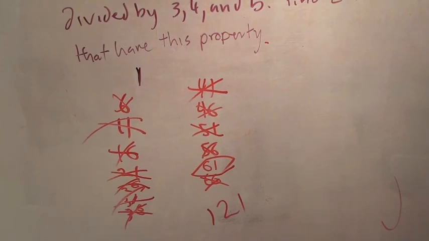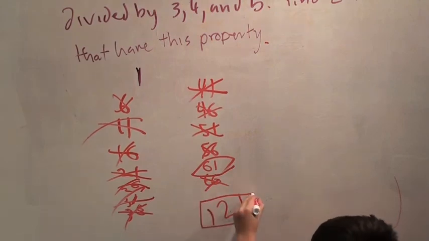Does 121 have a remainder of 1 when divided by 3? Well, 3 also goes into 12. So does 3 go into 120? How many times? 3 times what equals 120? It's 40. 3 times 40. Okay, great. Good job, honey. So we found 1, 61, and 121.